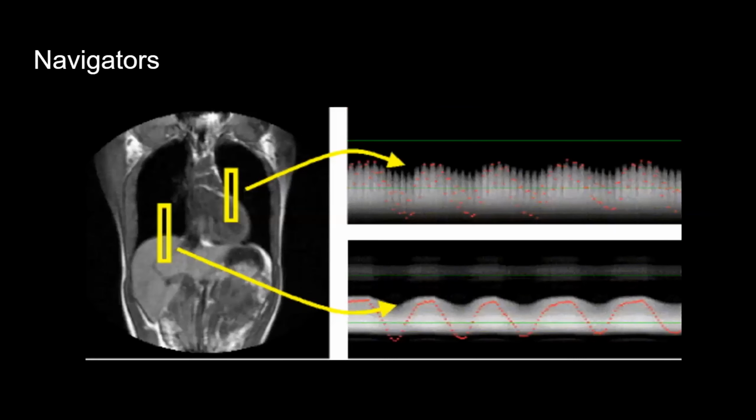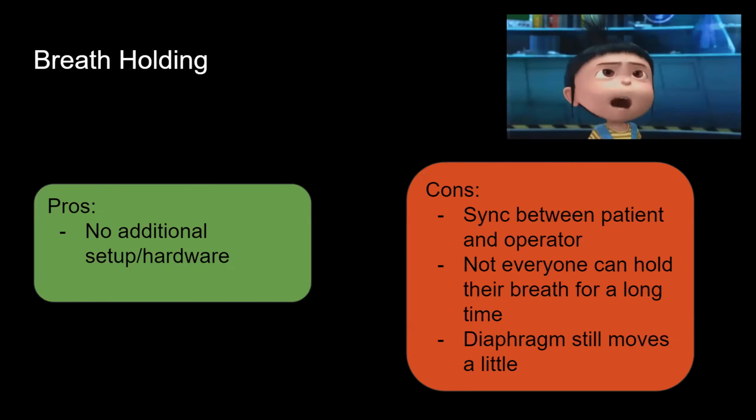Navigators are another technique, where you have a small pre-scan over some small regions defined by the yellow rectangles. These regions will give you information of heart motion or lung motion in the top and bottom graphs respectively. So these are some common approaches that have been used so far, as well as breath holding. This one's pretty simple. You just have your patient hold their breath while you take an image. Some downsides here are that there's a lot of synchronization required and not everybody can hold their breath for a long time.